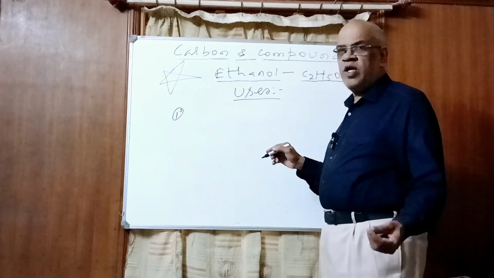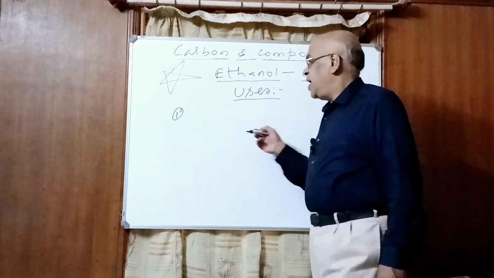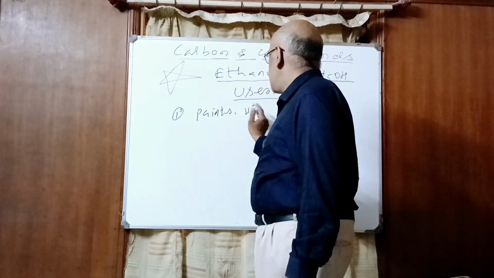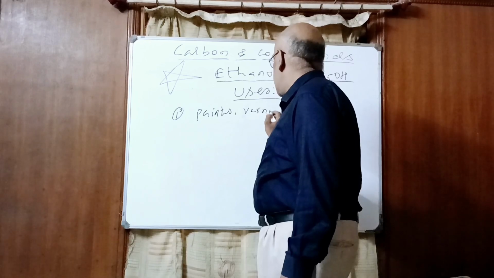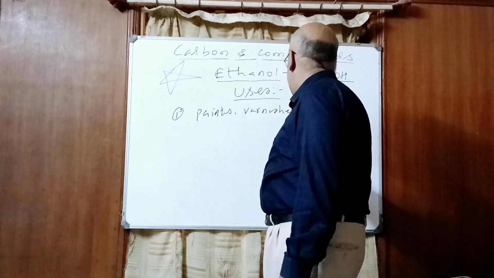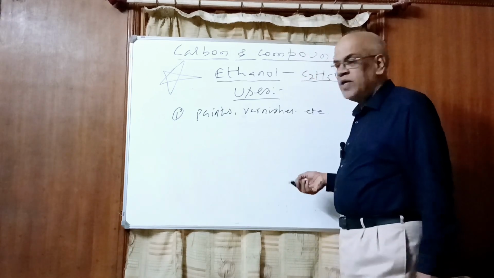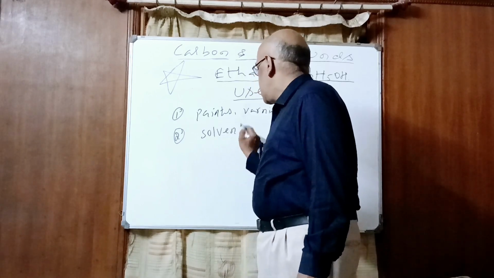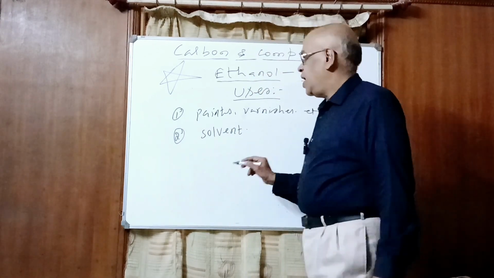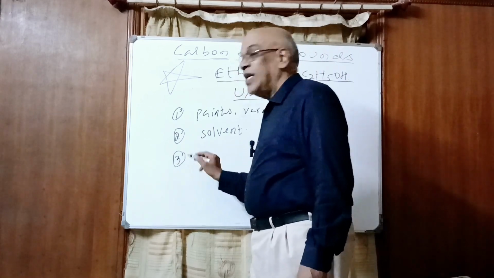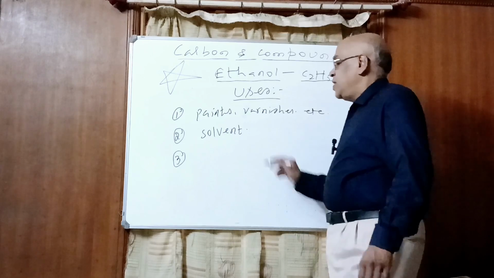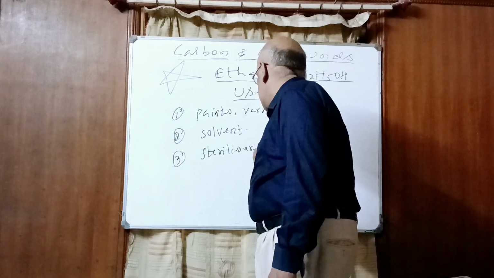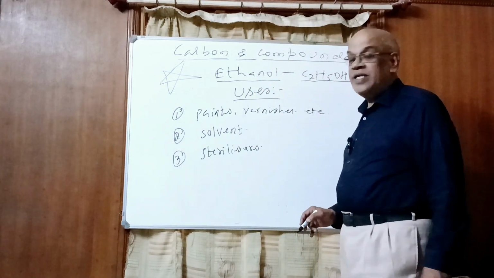Children, the next topic is a small topic. Uses of ethanol. Ethanol is used in the manufacture of paints, varnishes, etc. It has wide industrial application, we already discussed. Second one, it is used as a good solvent. Understood? So being a good solvent, it is also used to sterilize syringes and wounds. It is used as a sterilizer, because it sterilizes wounds and syringes.